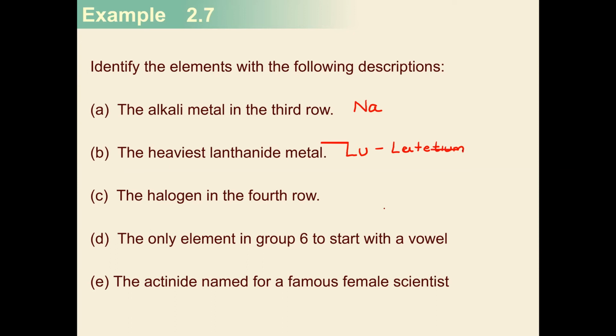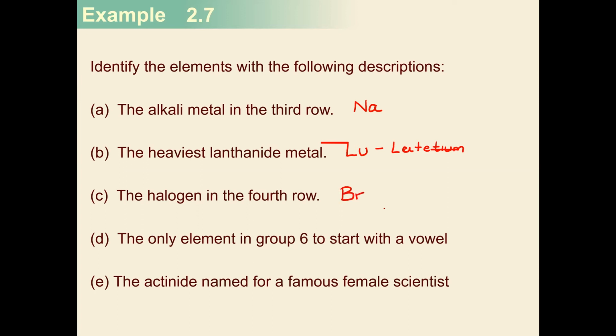So now if I go to C, the halogen in the fourth row, that means I've got to go to group 7A. So I have to be thinking of fluorine, chlorine, and in the fourth row happens to be bromine. So this is going to be our element Br.